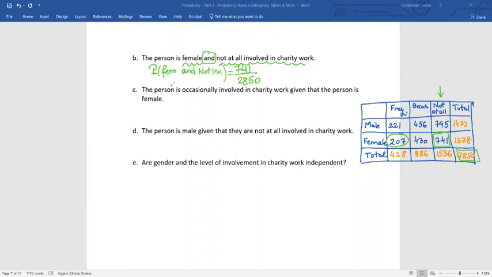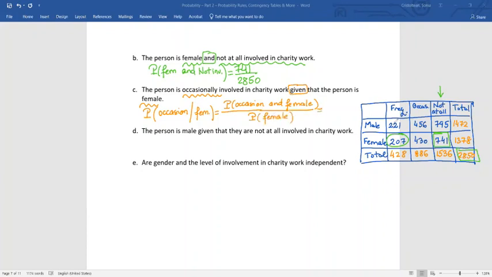Next question. Probability that the person is occasionally involved in charity work, given that the person is a female. So we are looking at occasionally column. We are looking at this word given, and then we are looking at the second event, which is female. I'll simply write this down, probability of occasionally, then given female. Let's just apply the rule for the conditional probability. This means probability of both on the top, occasionally and female, and on the bottom, probability of selecting a female.